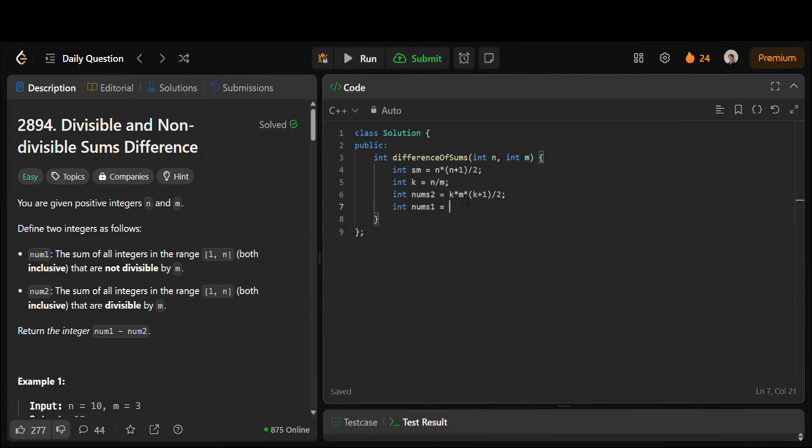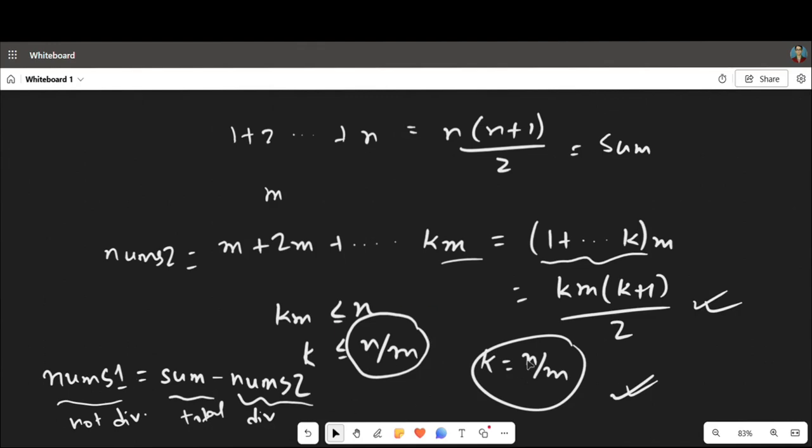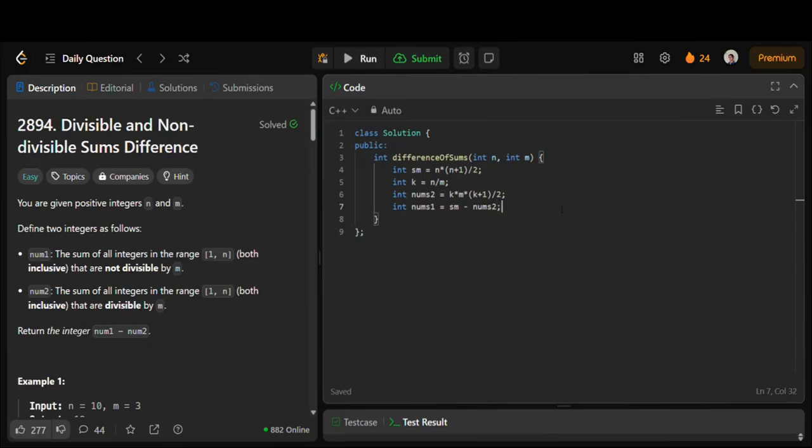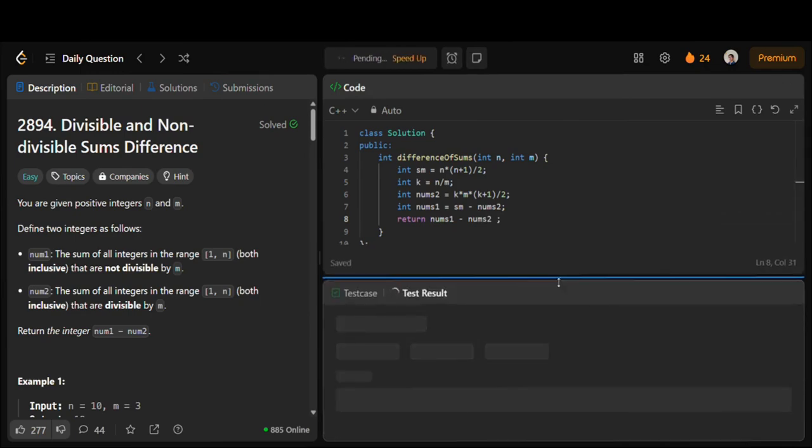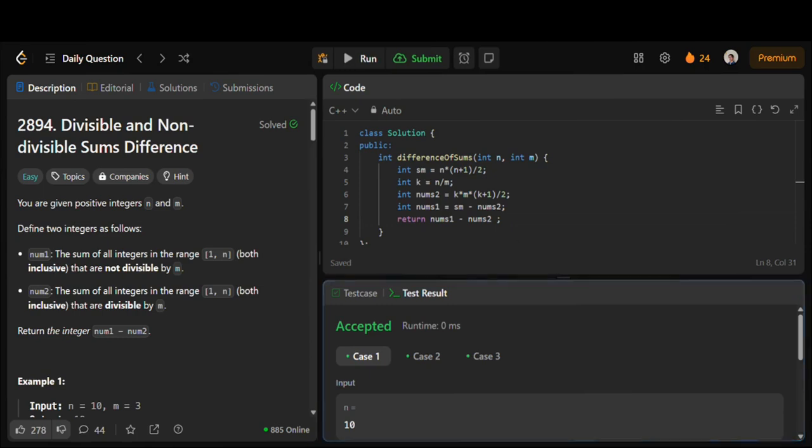Nums1 is nothing but sum minus nums2. Okay, that is what we calculated, and what we need to output is return nums1 minus nums2. Okay, so yeah, that would be all. Let's try to run it. Yeah, so it works. Let's try to submit it.